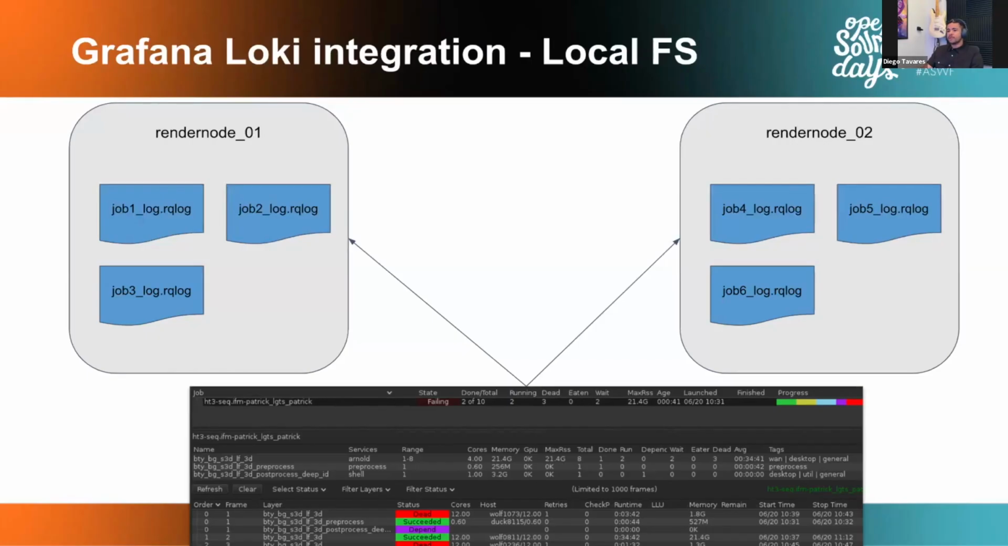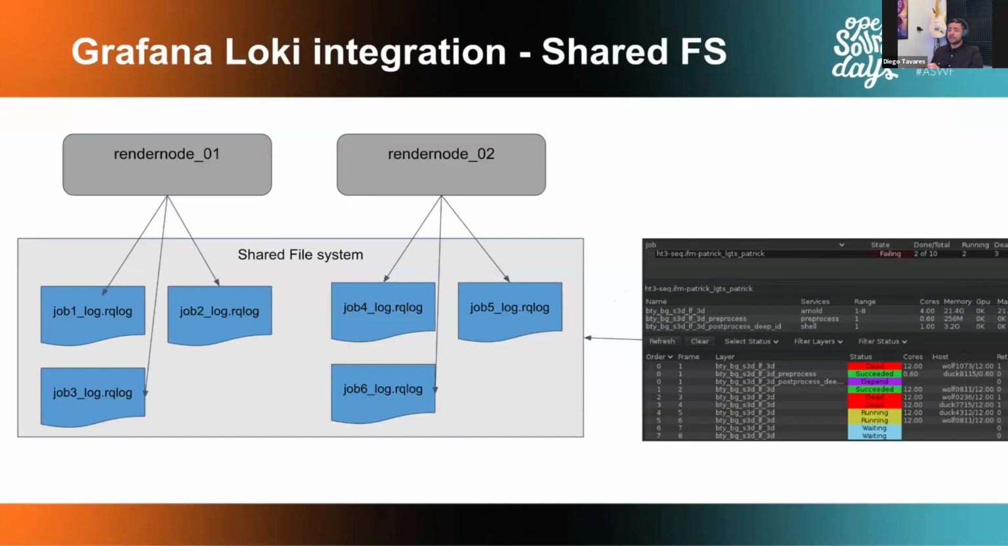What usually happens in studios is that they will have a shared file system, something like NFS, and render nodes will be writing logs to NFS, or to the shared file system, and the Qt-based application reads from the file system, from the NFS. So we can have all the logs in a single location and access those logs that way. It works well, but it has its limitations.